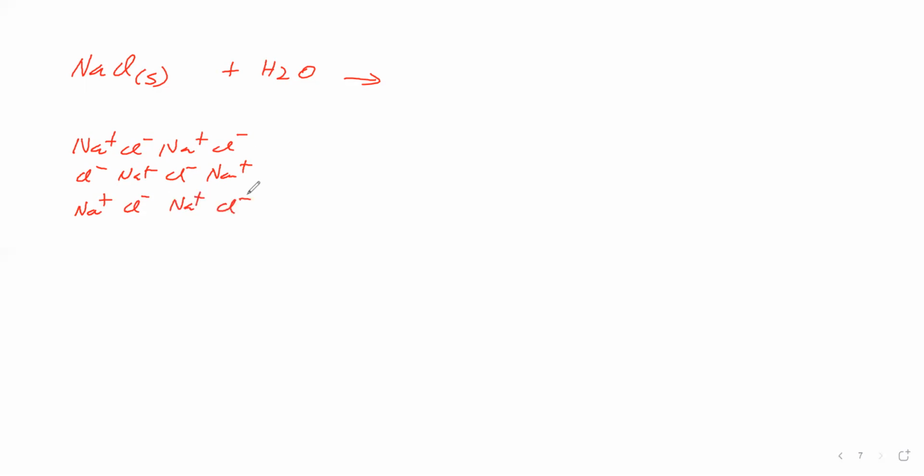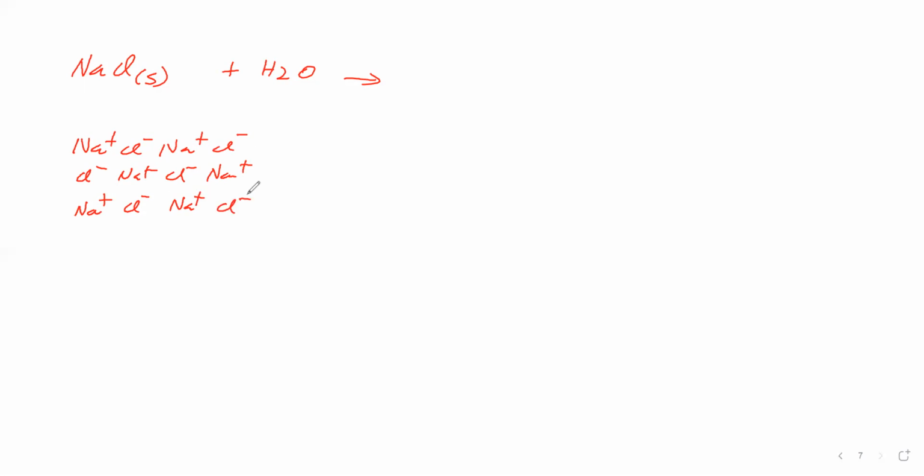How will sodium chloride solid behave on dissolving in water? Sodium chloride solid consists of Na plus and Cl minus ions. In the lattice, Na plus ions and Cl minus ions are arranged in this manner, in three dimensions.